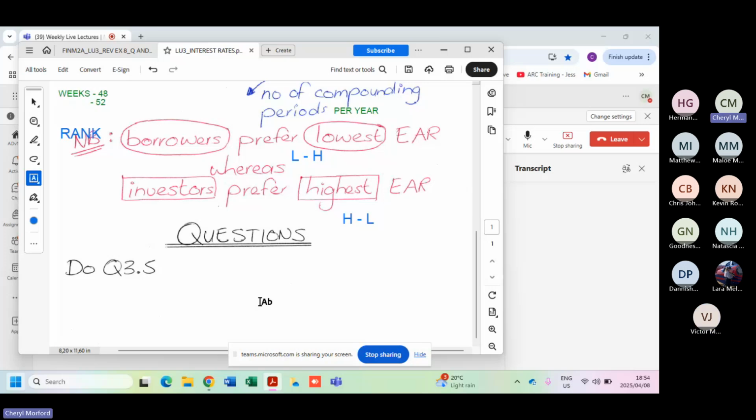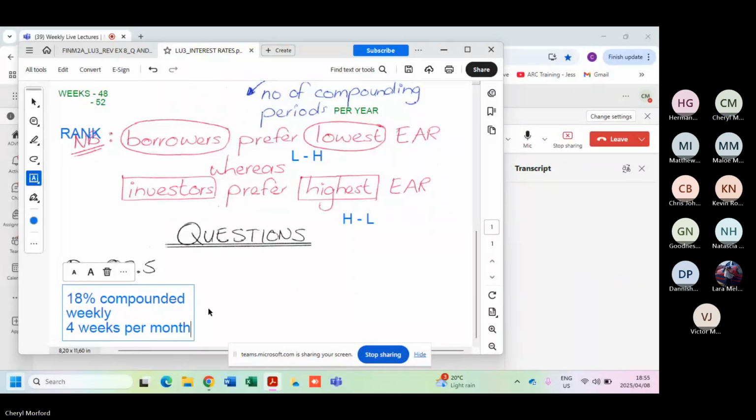Okay, let's make up something. So let's say that it is 18%, and let's say it is compounded weekly, and let's say that there are 4 weeks per month. There. How are we going to now calculate the effective annual rate?